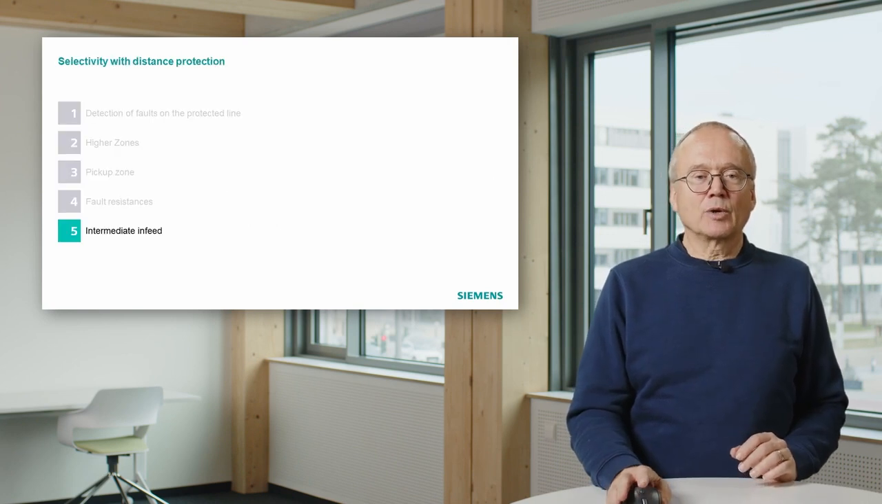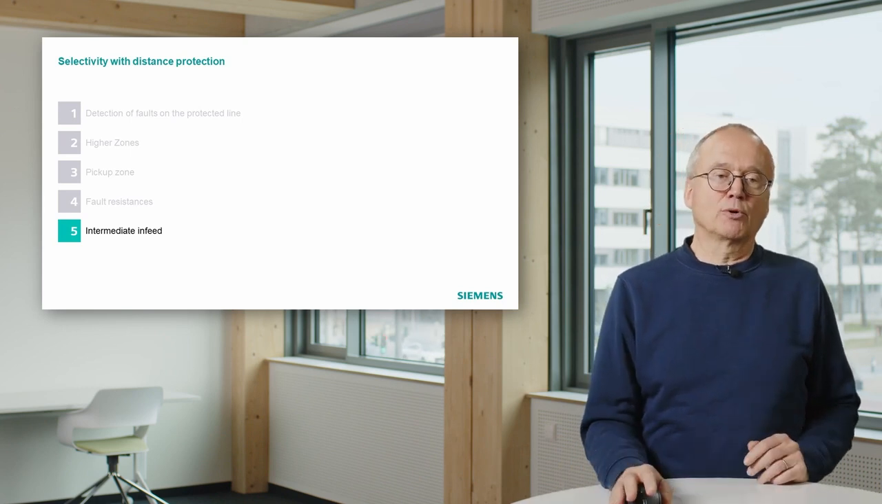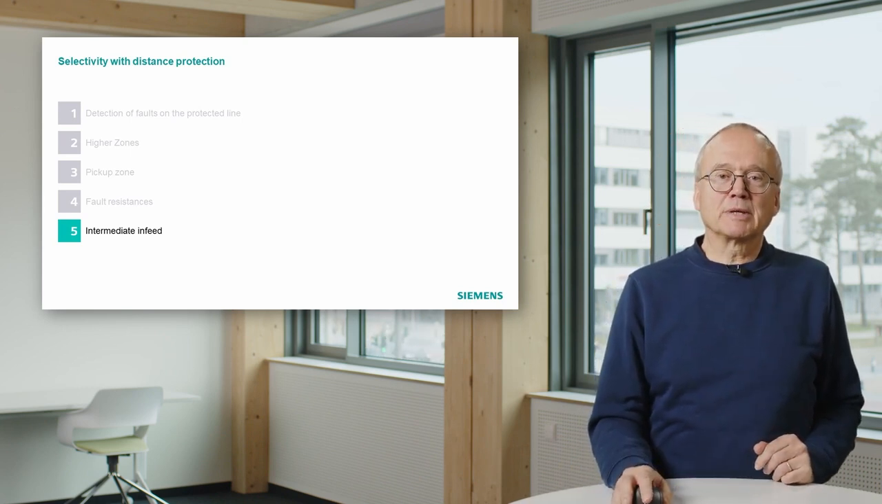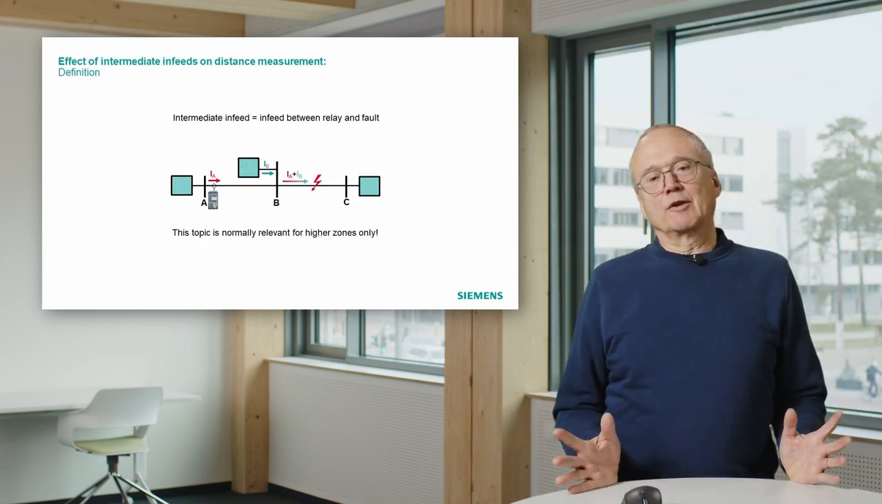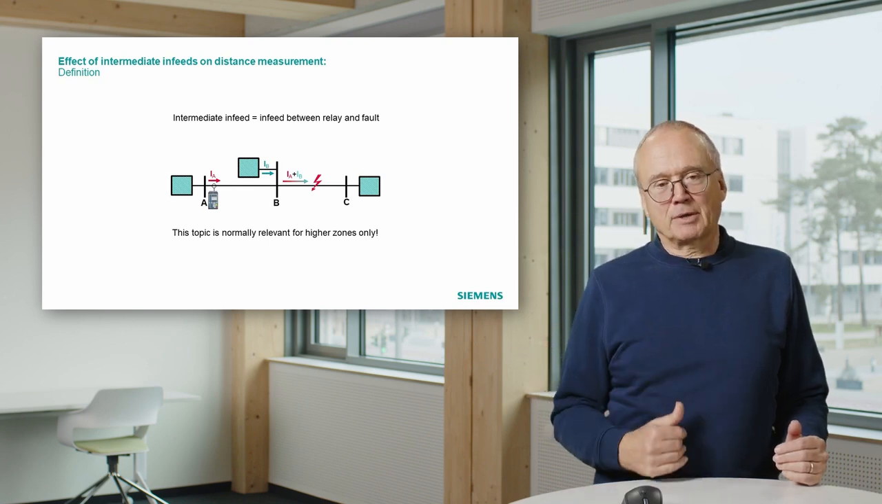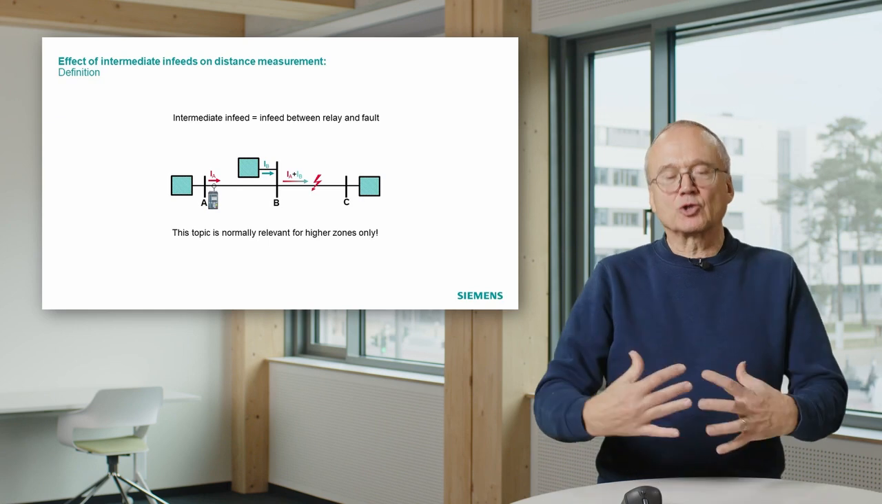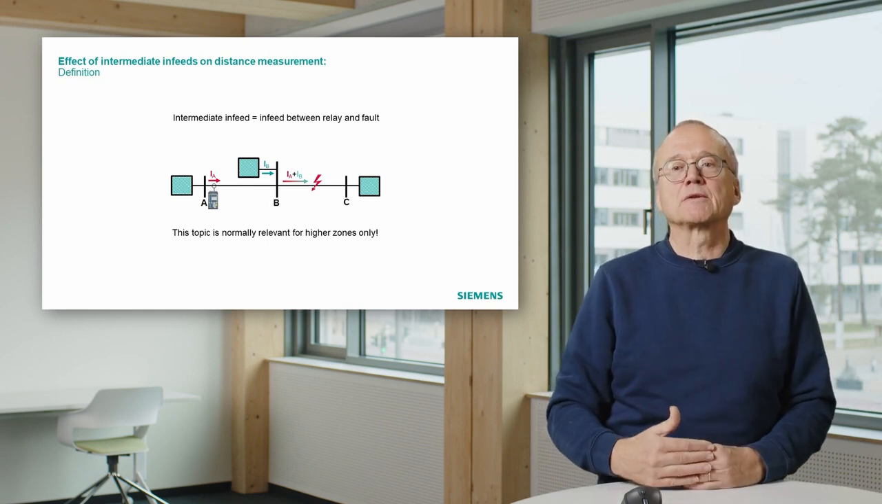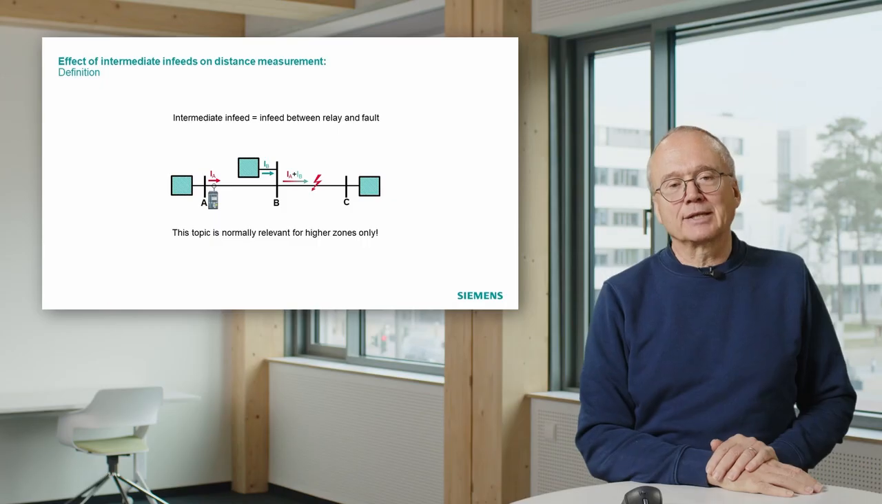And the last thing I would like to mention in the context of sensitivity with distance protection is also an important thing, the role of intermediate infeed. And intermediate infeed is a thing which is only relevant for the backup case. That means the case where we measure into the next line, not into our own line, but we want to do the measurement beyond a substation into the next line, which is required normally for the backup case. And if we do that, we typically have the situation which is illustrated in this drawing.